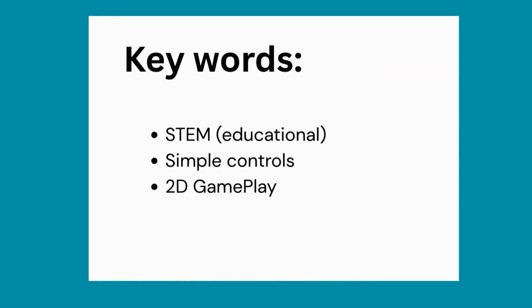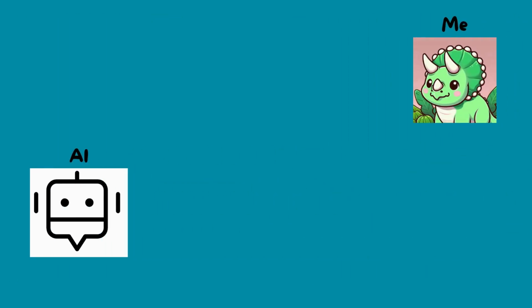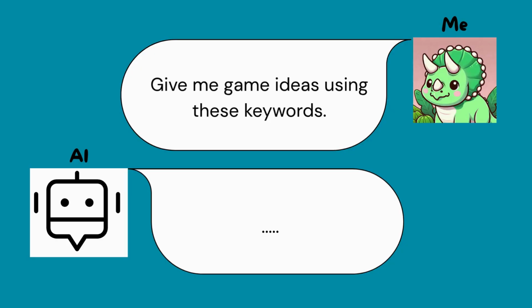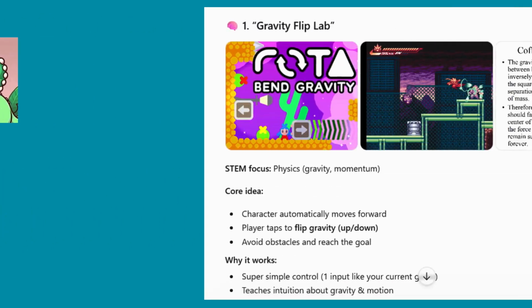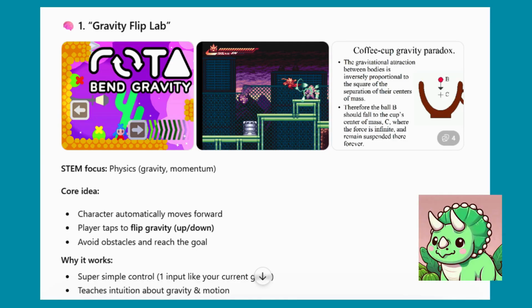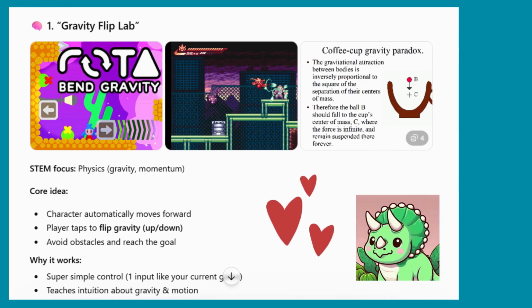Before building anything, I defined a few keywords. STEM, educational. Simple controls. 2D gameplay. Then I asked AI, give me game ideas using these keywords. Here are some of the ideas it gave me. Number 1. Gravity Flip Lab. Character moves automatically. Tap to flip gravity. Avoid obstacles. This one immediately clicked for me.